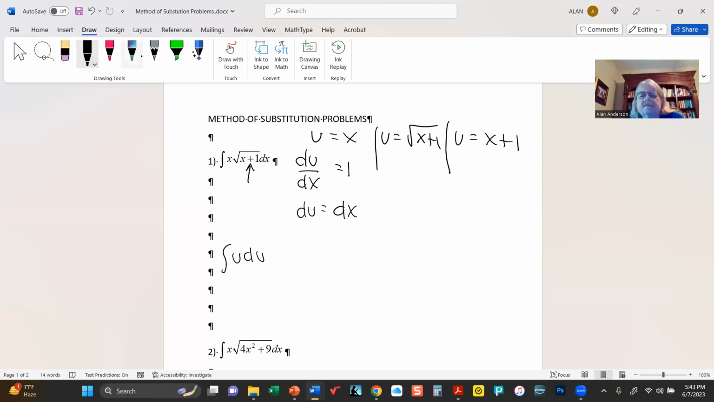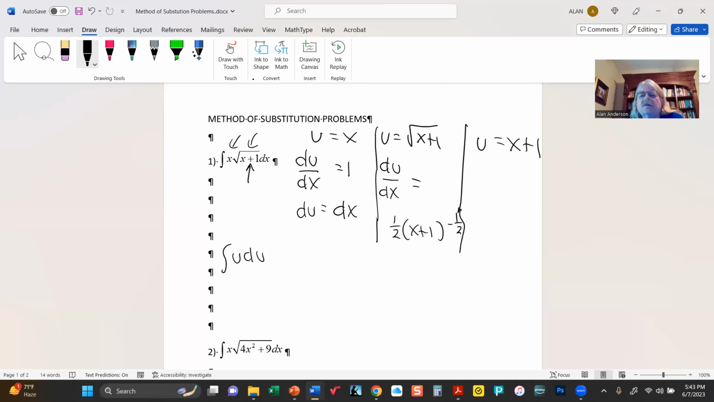Now this one is going to be a bit of a mess, because what we're going to end up with here is 1/2 x plus 1 to the minus 1/2 power. And we certainly don't have that in our formula, so we can kind of skip over that one.